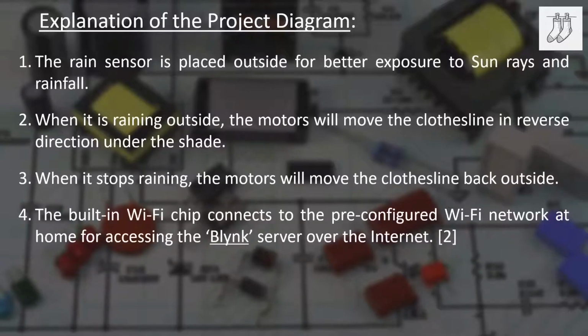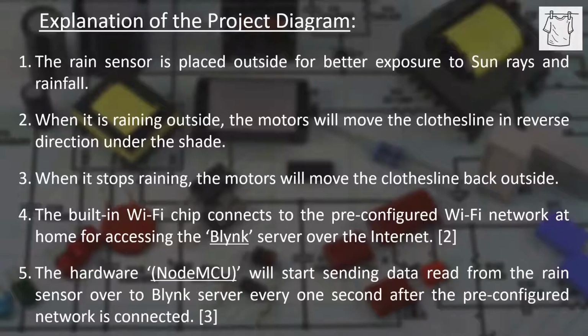The built-in Wi-Fi chip connects to the pre-configured Wi-Fi network at home for accessing the Blink server over the internet. This Wi-Fi configuration is pre-configured inside the codes that will later be flashed to the Node MCU. So when the Node MCU is powered up, it will connect to the Wi-Fi network of the home shortly after it is powered up. After that, the Node MCU will start sending data read from the rain sensor over to the Blink server every 1 second after the pre-configured network is connected.